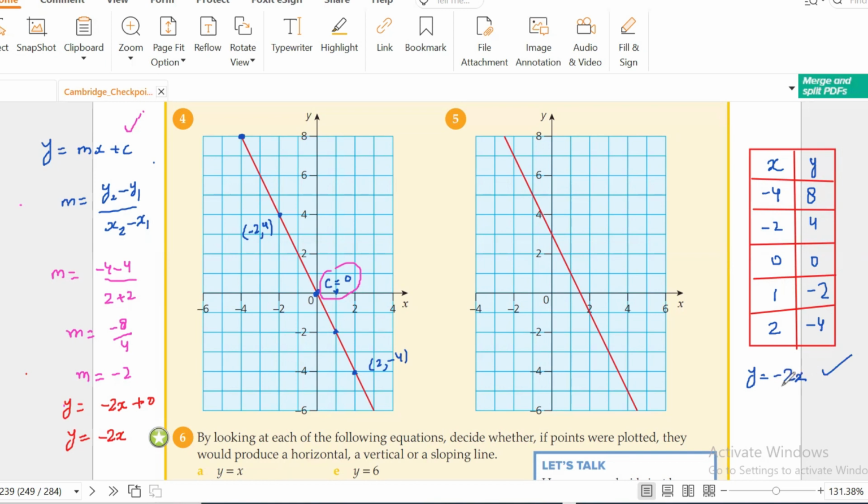One more thing, how do you know the gradient is negative? See the line in question number 4, from left to right, it goes down. Whenever the line goes down, the gradient is always negative. If the line goes up from left to right, the gradient would be positive. So clearly here the gradient is negative. We also found this out in this case, and that's why we can replace m with -2 to get our answer correct. So this will work. So these are the ways.